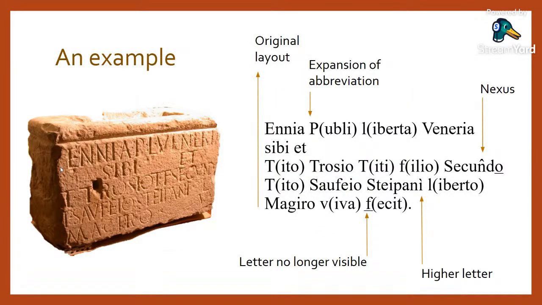But as you can see in this example, we can see some of the main diacritical signs I just talked about. And as you can see, the letters are written in lowercase, first of all, while still preserving the line layout of the original inscription. And then we have the abbreviation in the onomastic, Annia Veneria Publi Liberta. Next, we have the representation of a nexus here. That is when two letters share at least one graphical element.